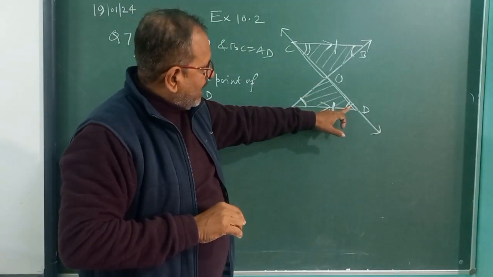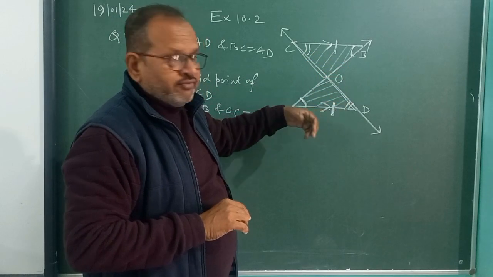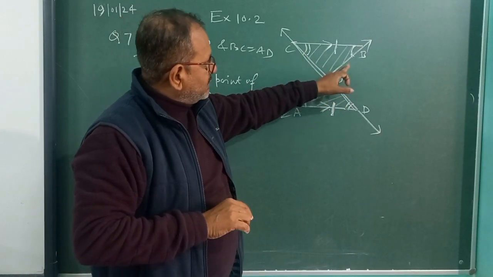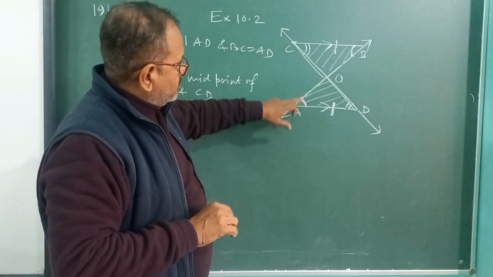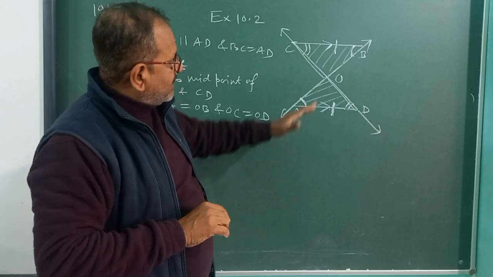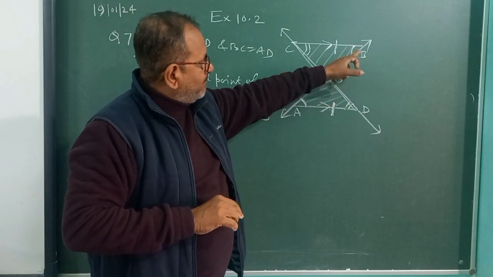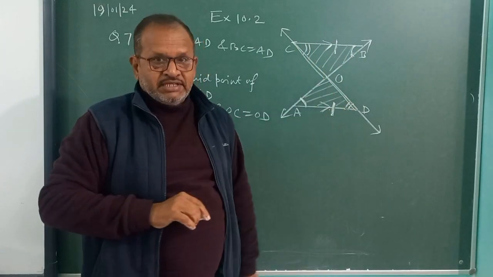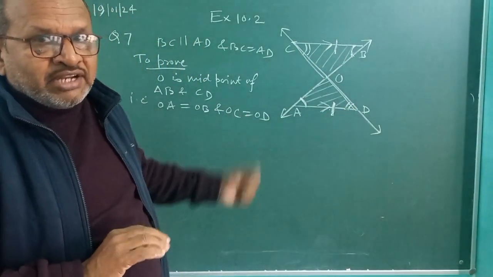Again we see that angle B and angle C are equal. So their opposite sides will be equal. Angle C opposite side is OB, angle B opposite side is OA. So OA and OB are equal, OC and OD are equal. So we can say that O is the midpoint of both the line segments AB and CD. I hope that it is clear to you. So let us start the proving.